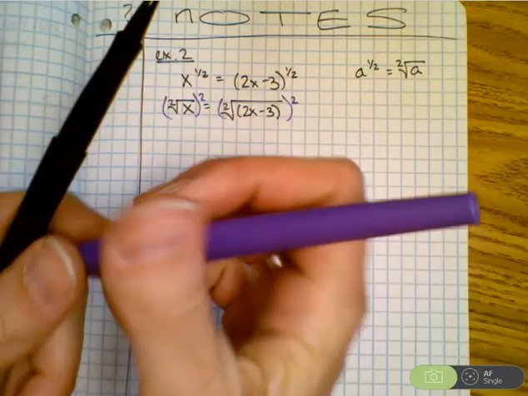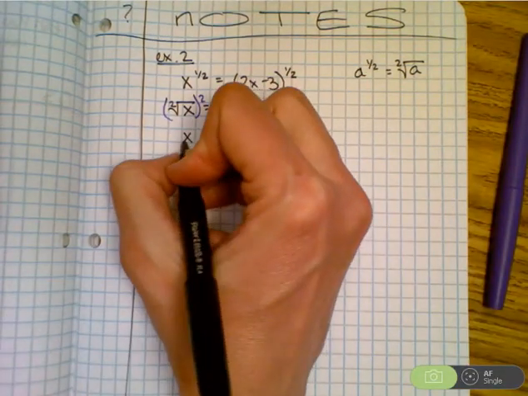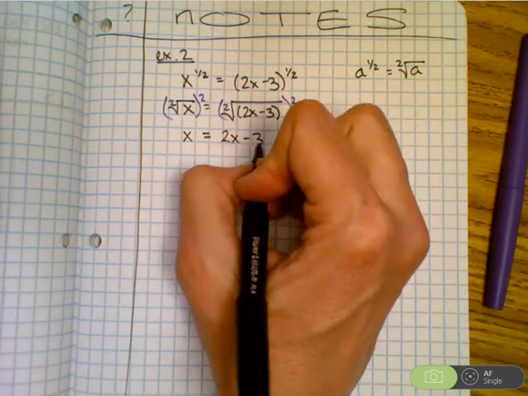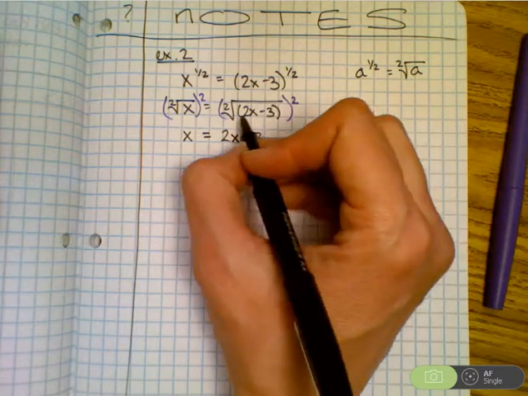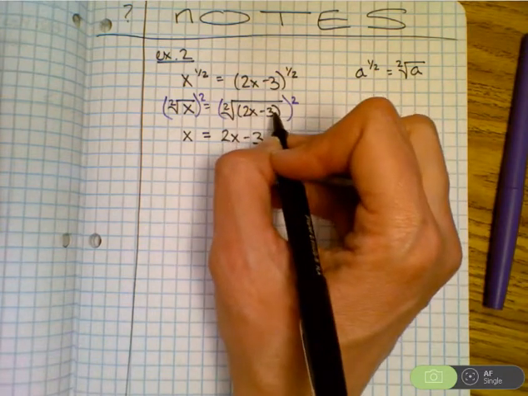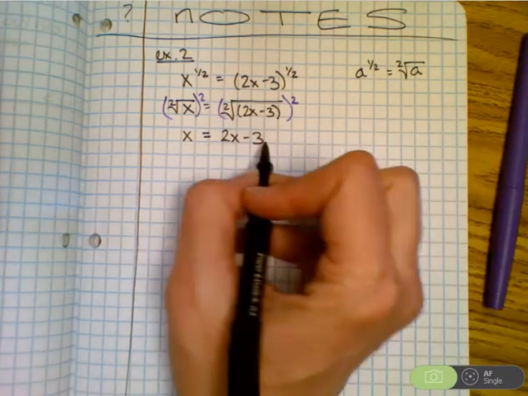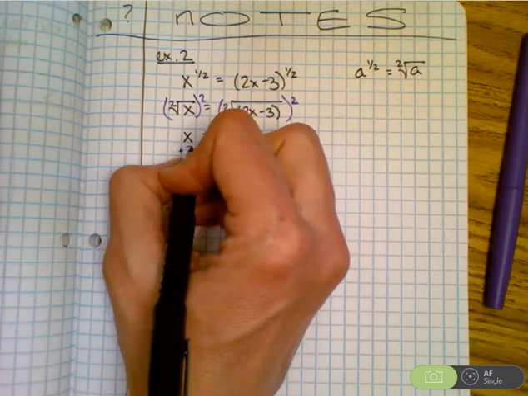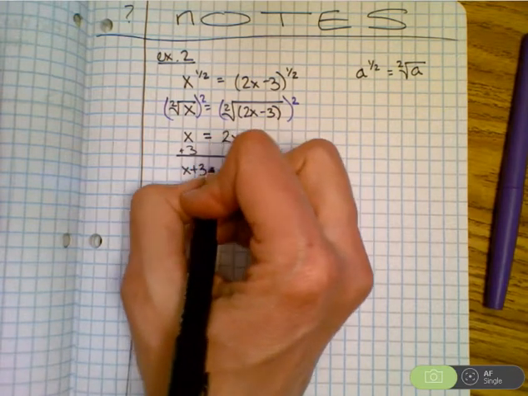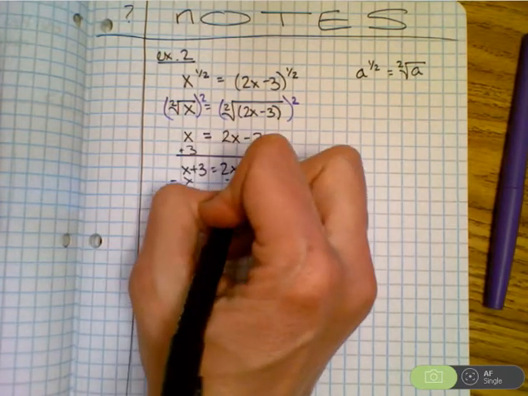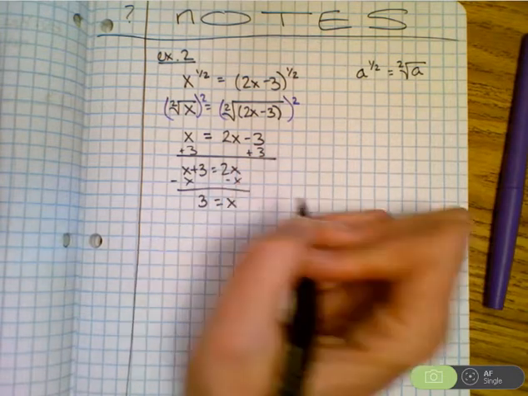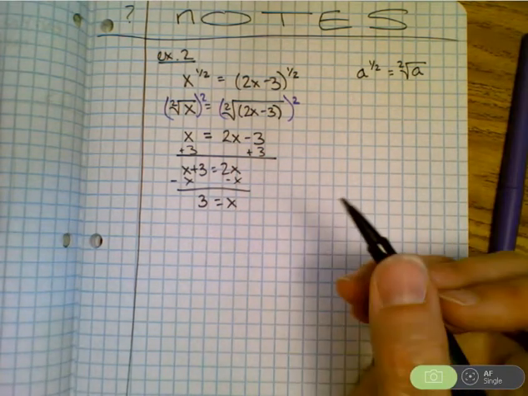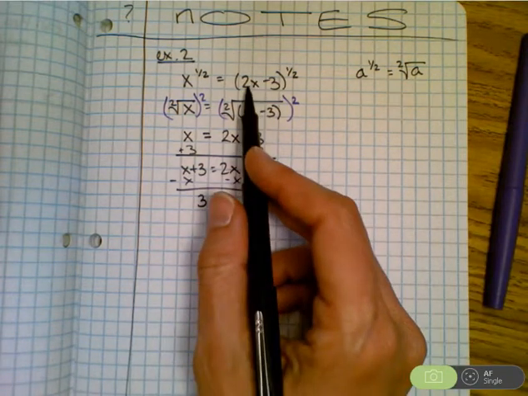And because squaring and square roots undo each other, that leaves me an x here. All of that squared is just 2x minus 3. I don't need the parentheses now because it's clear that all of that got squared. So at this point, I think about moving all my numbers to one side and my x's to the other. So I'll add 3 and I'll get x plus 3 equals 2x, and I'll subtract an x and I'll get 3 equals x. The end.